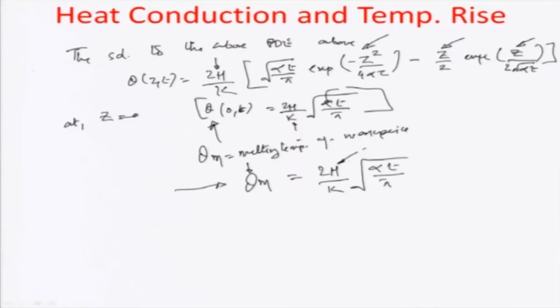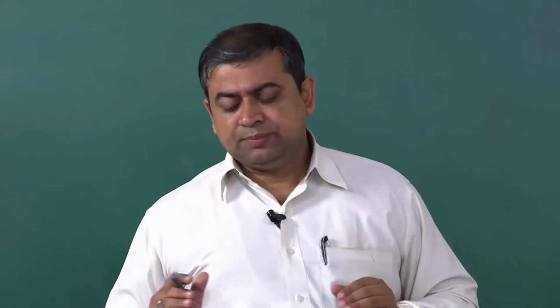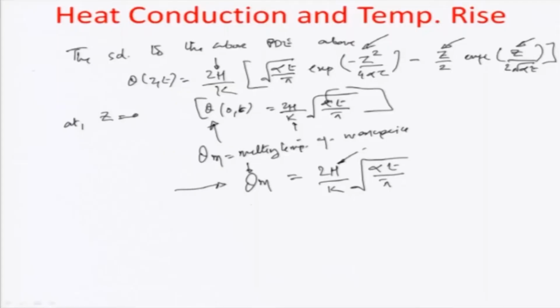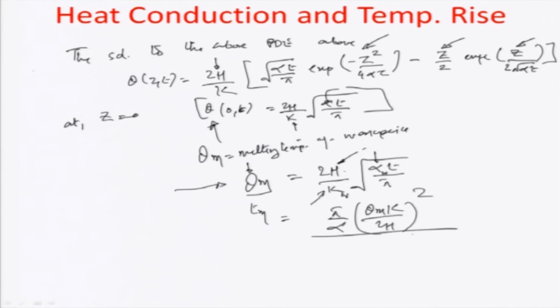So, once we have estimated that and we are sure of the power density, the flux coming into the surface in watts per millimeter square, we can find out the machining time t m by plugging in the values: these are material properties of the workpiece, this is the power, and this right here is the melting temperature. So, t m is equal to pi by alpha times theta m k by twice h, whole square. Okay. So, that is how we get the melting time t m.